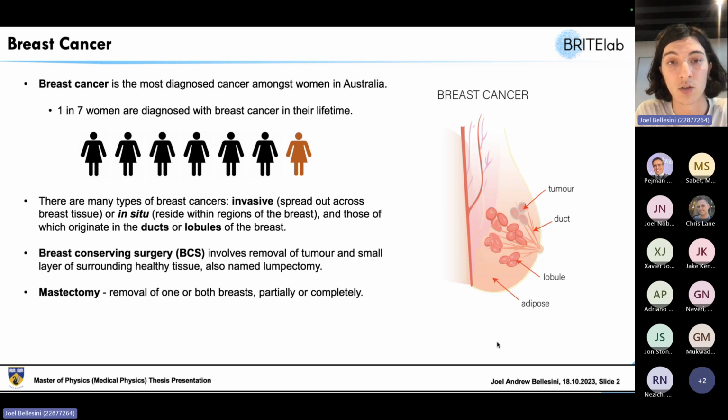And depending on breast cancer subtype and stage, surgical interventions vary, with breast-conserving surgery being the most common procedure, involving the removal of tumor and a small layer of surrounding healthy tissue, also sometimes named lumpectomy. And then in more drastic or later stage cancers, mastectomy may be opted for, which is essentially the removal of one or both breasts, either partially or completely.